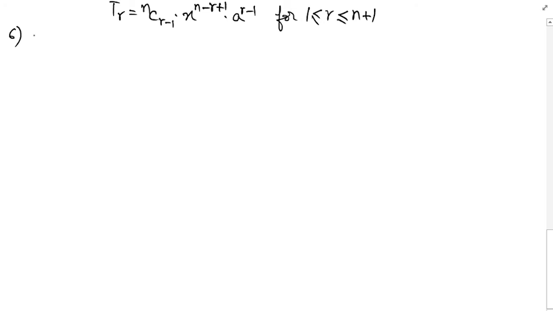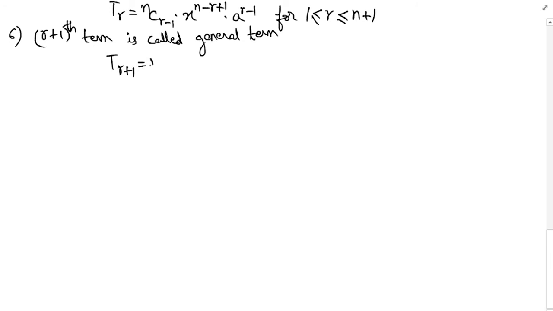Now the (r+1)th term. What is the (r+1)th term? In the expansion of (x + a)^n, we also get the (r+1)th term. That is called the general term, and it can be written as t_(r+1) = nCr x^(n-r) a^r. Okay, this is for 0 ≤ r ≤ n.